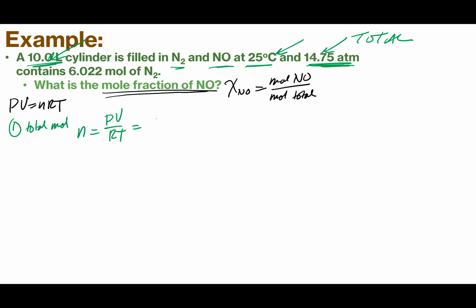The total pressure we have is 14.75 atmospheres. The volume we have is 10.0 liters. This is going to be divided by R. Since we have atmospheres, we're going to use 0.082058 units of liter atmospheres over kelvins times moles. You can look this up on the info sheet, the list of R's, so you don't have to worry about it. Temperature.